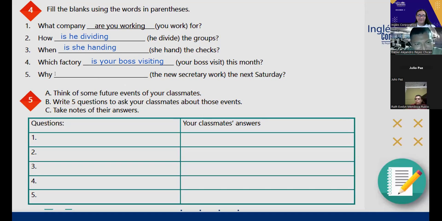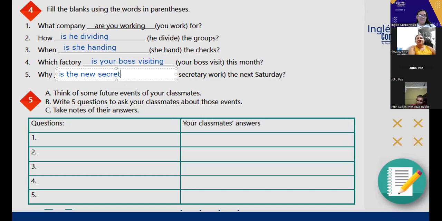Why is the new secretary working? Why is the new secretary working next Saturday? Yes.